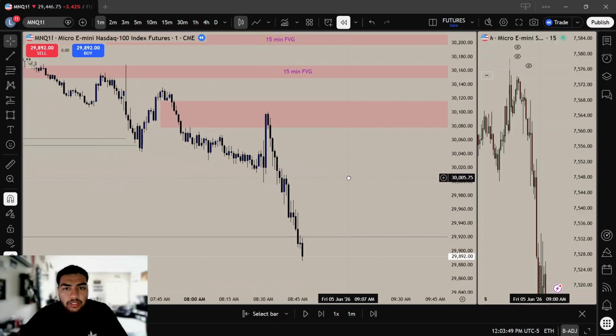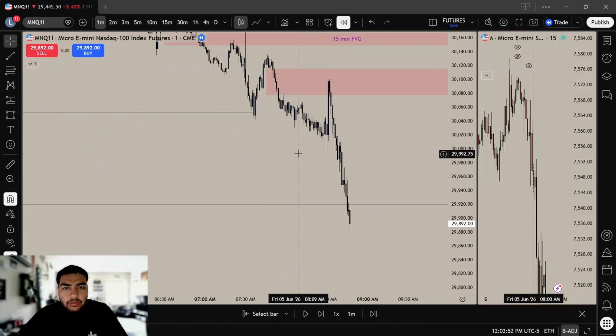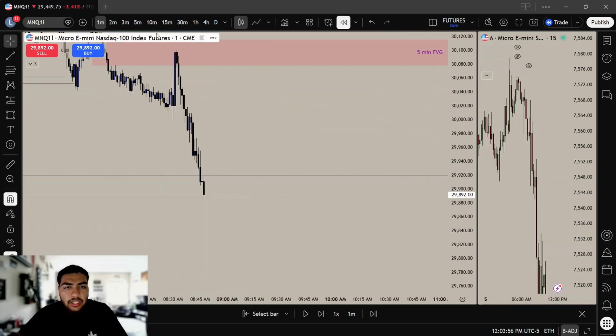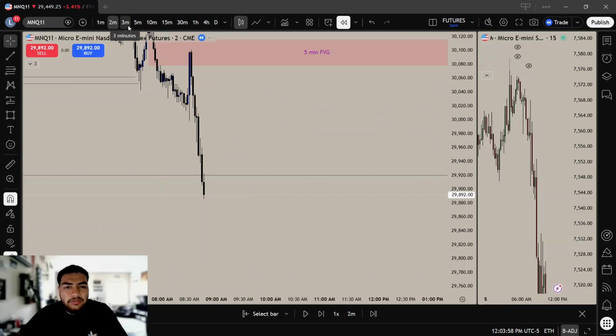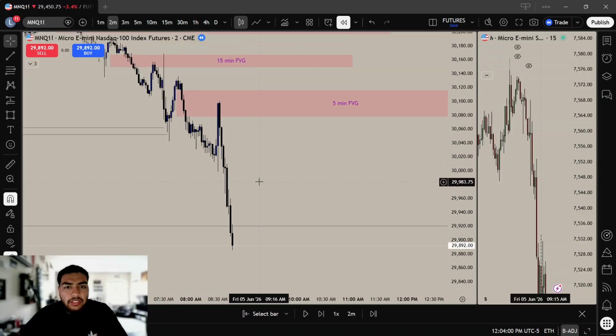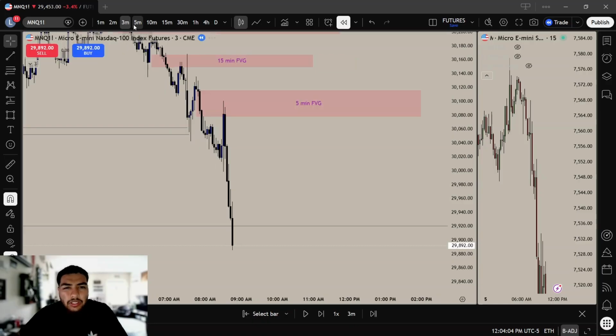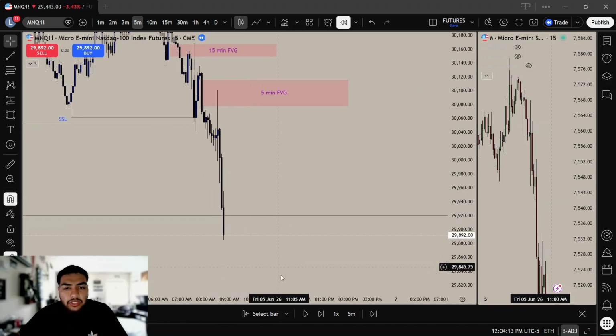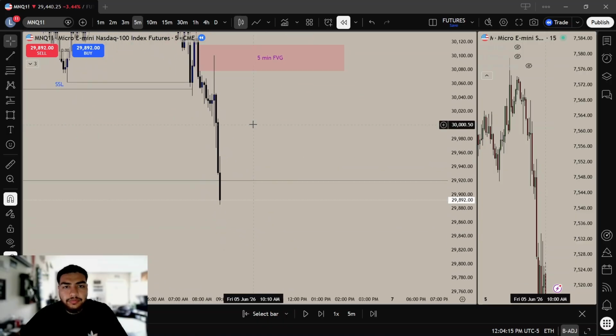Continue to keep going. So we take this draw on liquidity out right here, like right there. You see all this huge step up, and same with the 3-minute time frame and then the 5-minute time frame as well. So we have this huge move down.